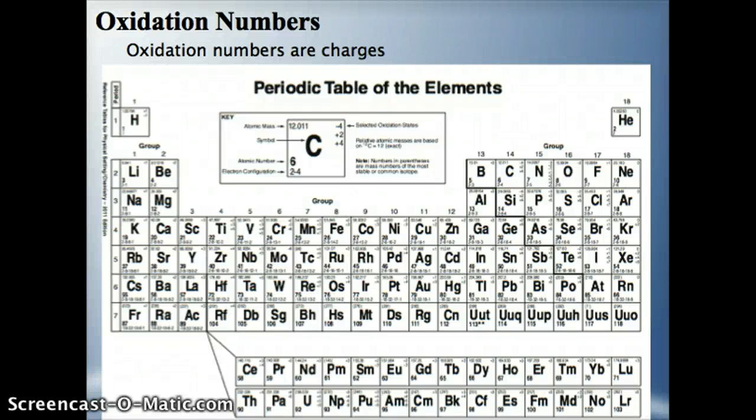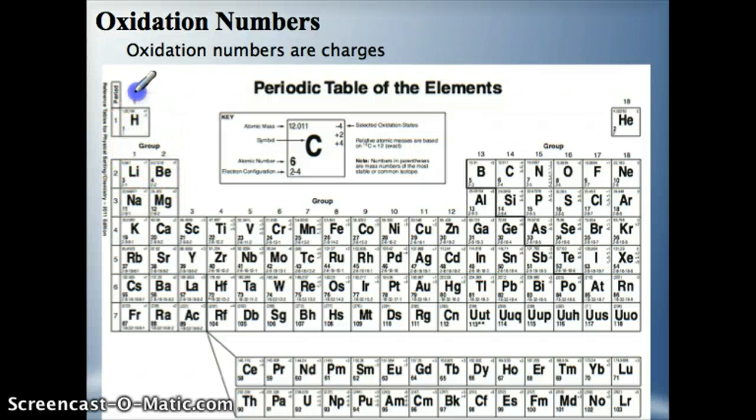Today's lesson is all about oxidation numbers. Now, we have already done this before, so this is really a quick review. Remember, oxidation numbers are charges. In the past, we have looked at the periodic table, and on the top right corner of every element are given all the possible oxidation numbers.